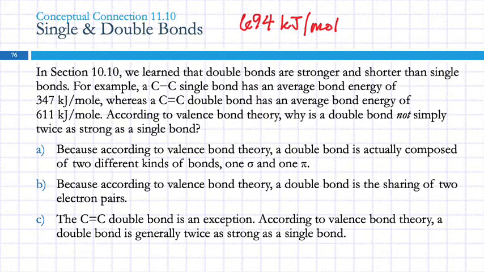So which is the correct answer here, A, B, or C? A. Because in valence bond theory, a double bond is actually two different kinds of bonds. A sigma and a pi, they don't have the same energy.